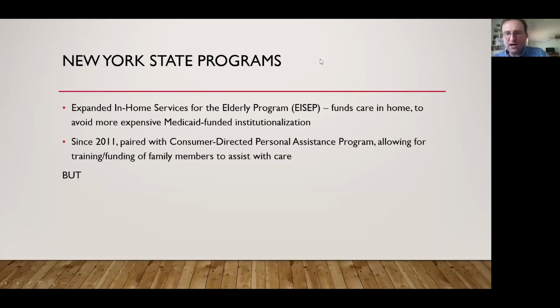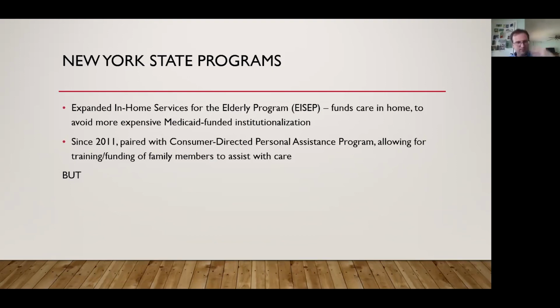Fortunately, outside of the rather sparse federal arrangements that are in place, there are some stopgaps at the state level here in New York State. Now, this is just in New York State. This is not necessarily the case in many other states across the country. So there are several programs, or twinned programs in this case. The Expanded In-Home Services for the Elderly Program funds care in the home, and thereby avoids more expensive Medicaid-funded institutionalization, expensive both to individuals and to the state.